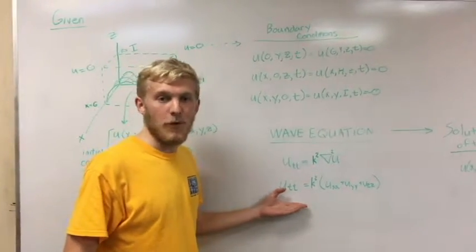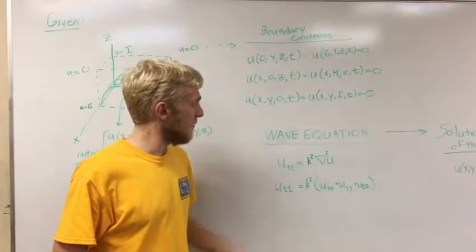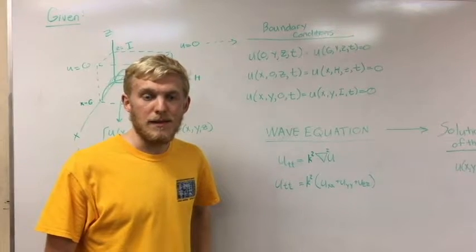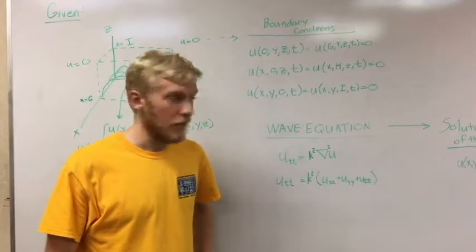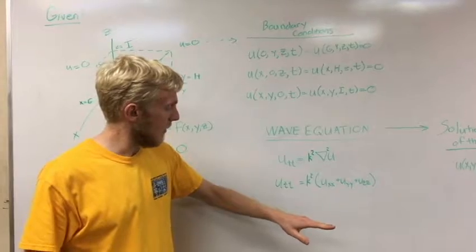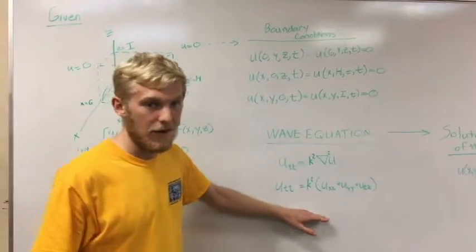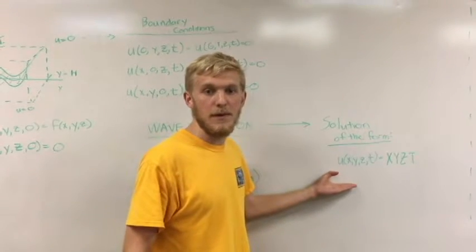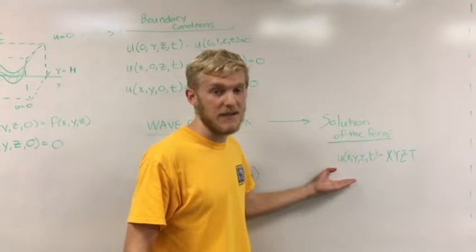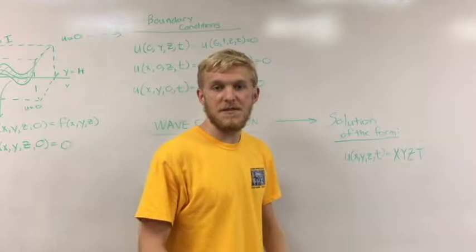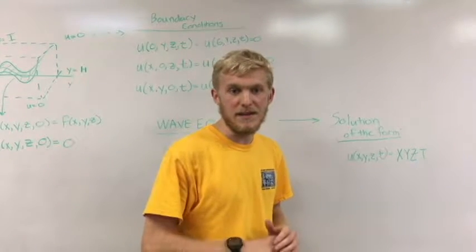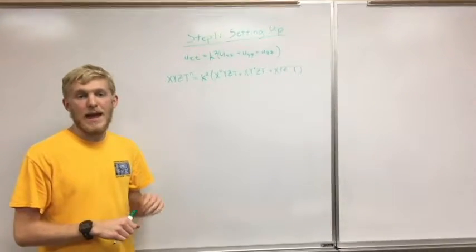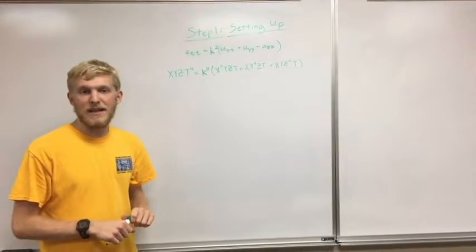Now, as mentioned before, the wave equation itself is of the form u_tt equals k squared times the Laplacian of u, which can be rewritten as this function here. The solution we're trying to find is of this form, that u of x, y, z, t is equal to some function of x, y, z, and t. Alright, so with that in mind, it's time to actually set up the problem.